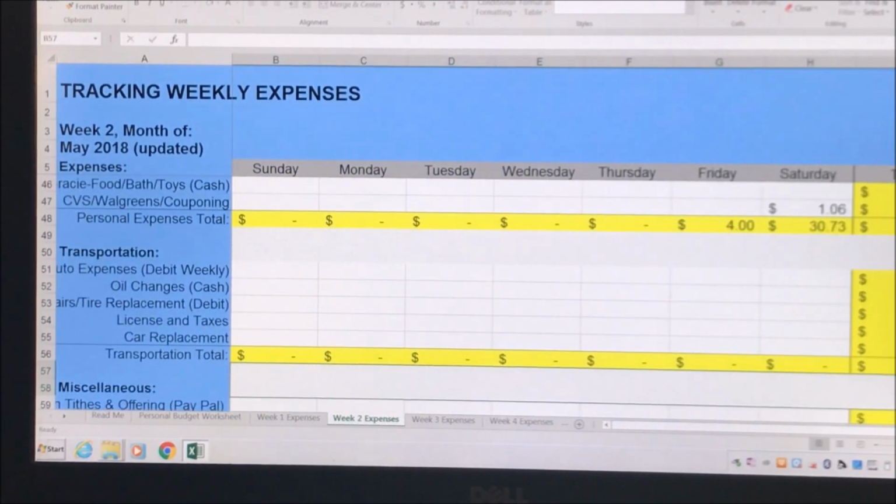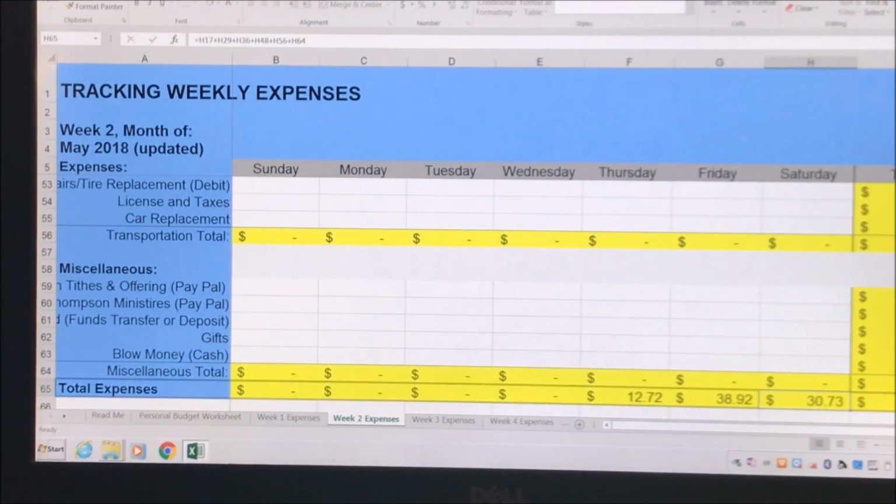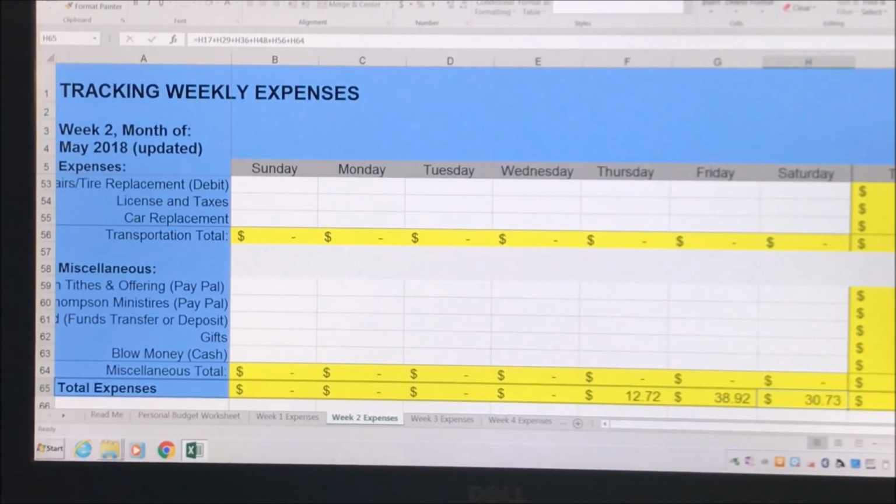This week, no transportation. I didn't have any miscellaneous expenses. So pretty much my total expenses for this week, or week 2, was $82.37. So that is the week in review. And now let me give you just some quick updates.